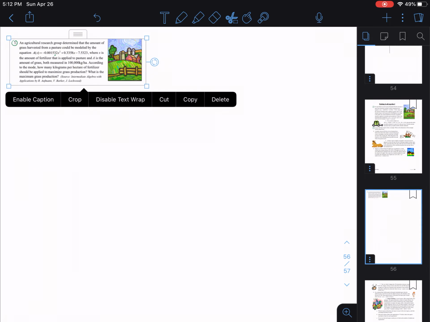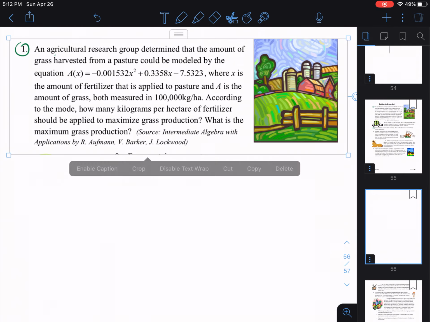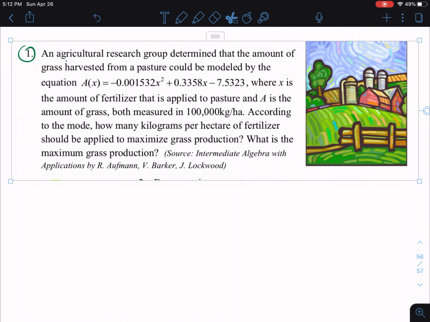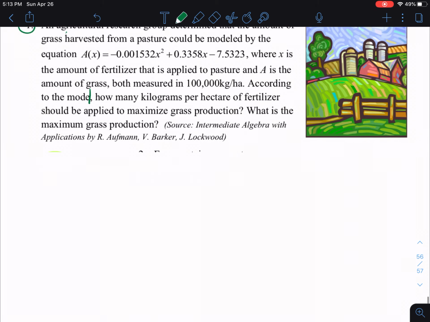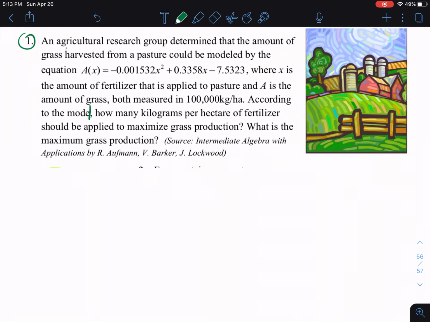Paste. All right, so let's take a look at this problem. An agricultural research group determined that the amount of grass harvested from a pasture could be modeled by some equation. And it looks pretty ugly, where x is the amount of fertilizer that's applied to the pasture and the other variable is the amount of grass, both measured in 100,000 kilograms per hectare. According to the model, how many kilograms per hectare of fertilizer should be applied to maximize grass production? If we're looking at this, we can make sense of the problem by saying the more fertilizer you add, the more grass you're going to grow.